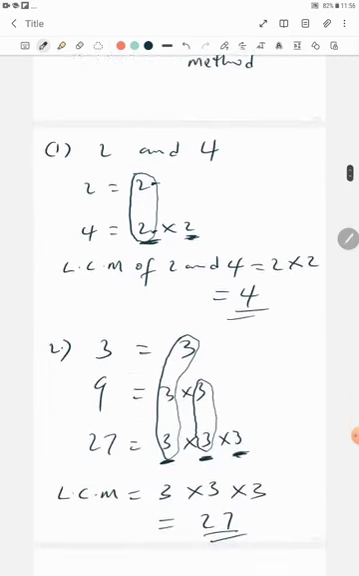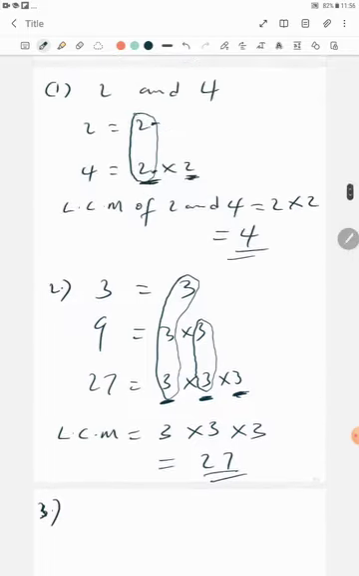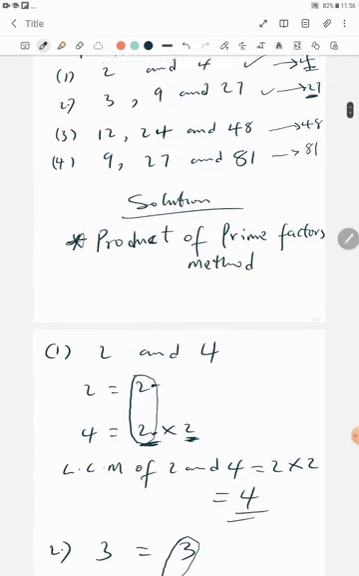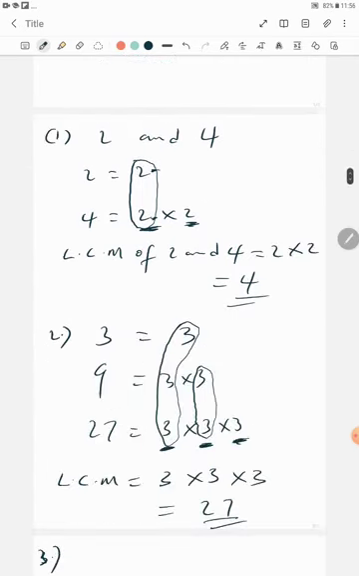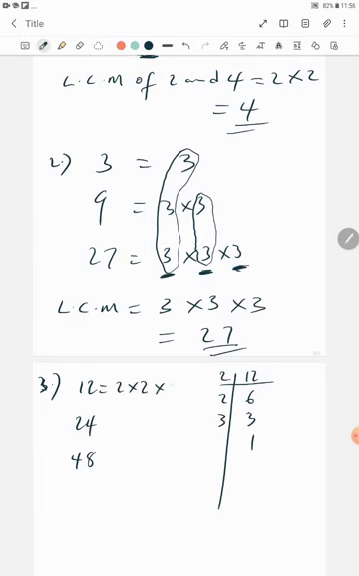So number 3 is as simple as this anyway. Number 3 also, in as much as you know how to write them as a product of their prime factors, everything becomes easier. We have 12, 24, and 48. So writing 12 as a product of its prime factors, we have 2, 6, 2, 3, and then we have 3, 1. So that will give us 2 times 2 times 3. That's what will give us 12.